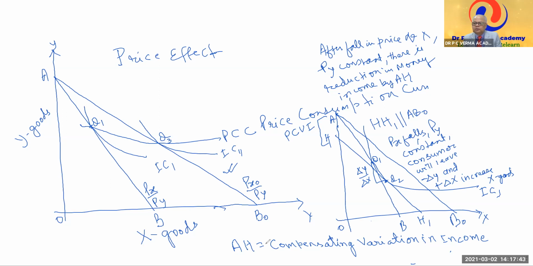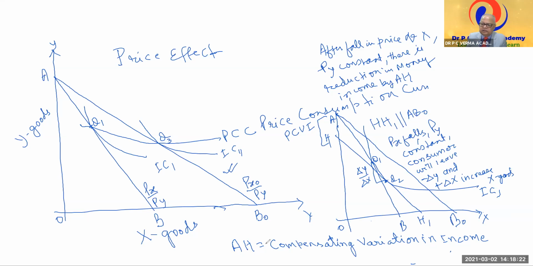Because the consumer moves from a lower indifference curve to a higher indifference curve due to the income effect. So in order to decompose the price effect into income effect and substitution effect, we should first remove the income effect by withdrawing some income of the consumer. In this example, AH amount is withdrawn and the fallen price is allowed. Money is reduced. We will be back to the original indifference curve.